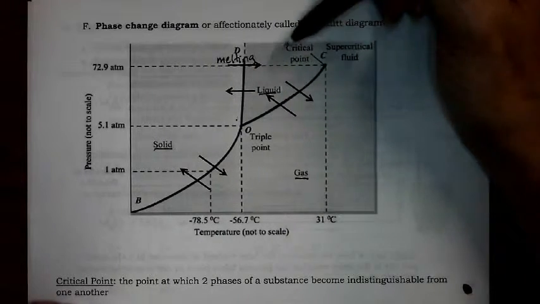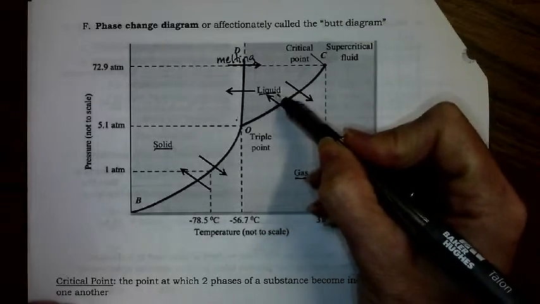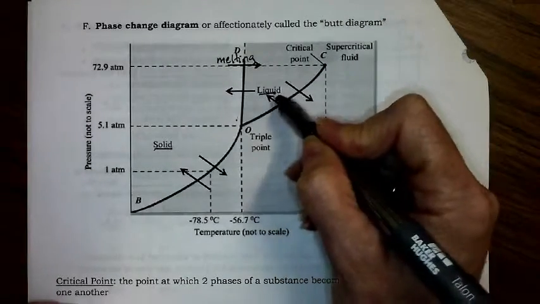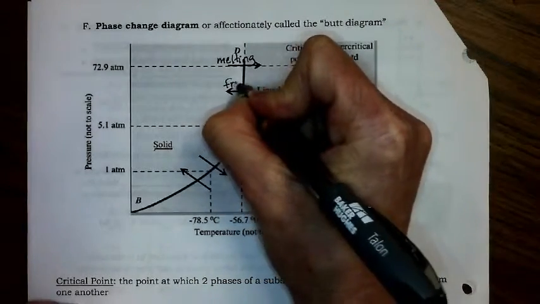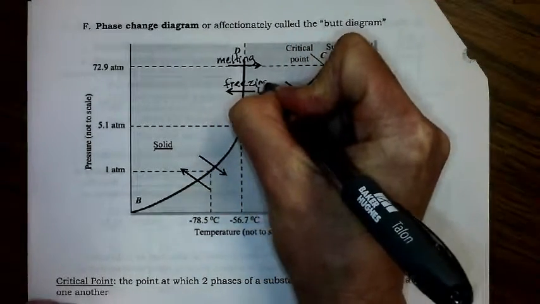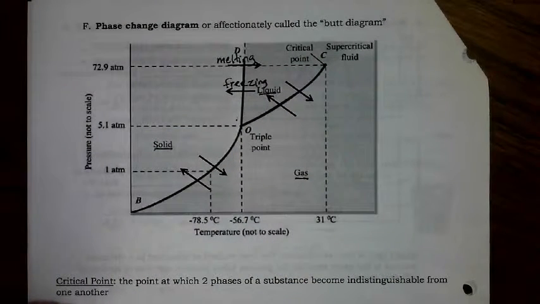Well, we could go in reverse. Well, what if we started with a liquid and went backwards and cooled that down until it became a solid? Well, we call that freezing. So write that down in your notes.